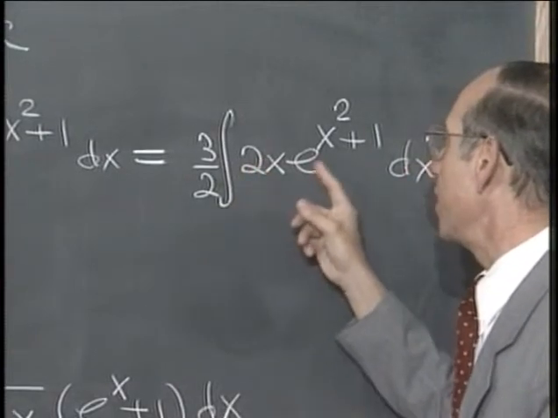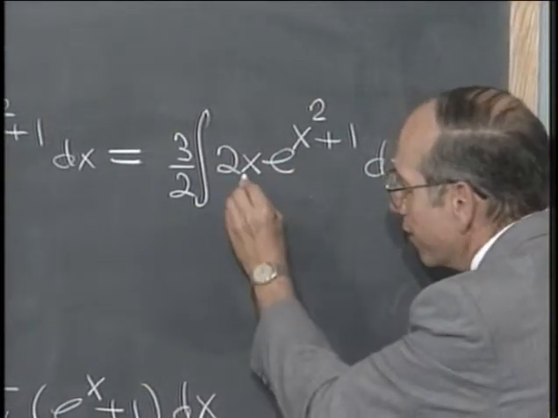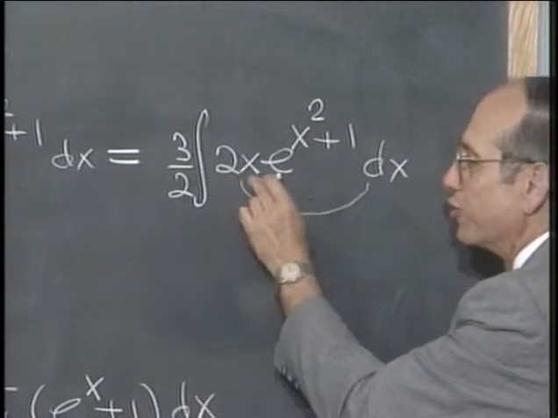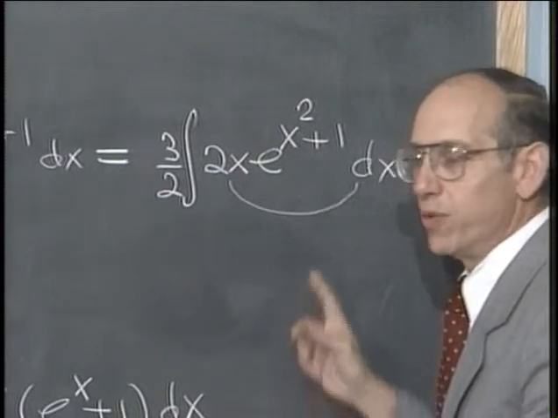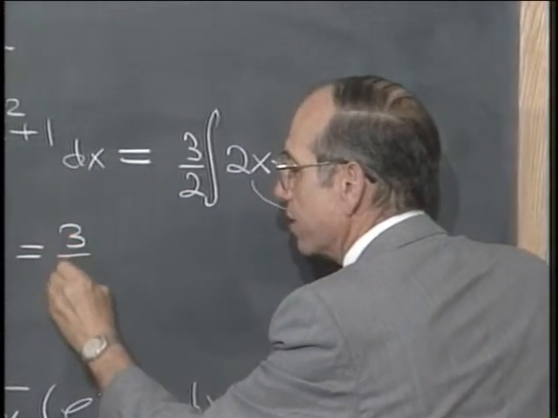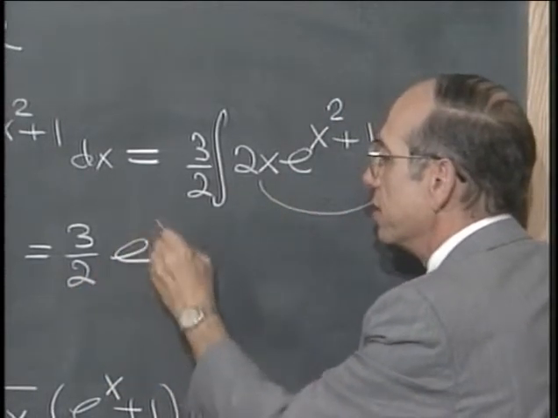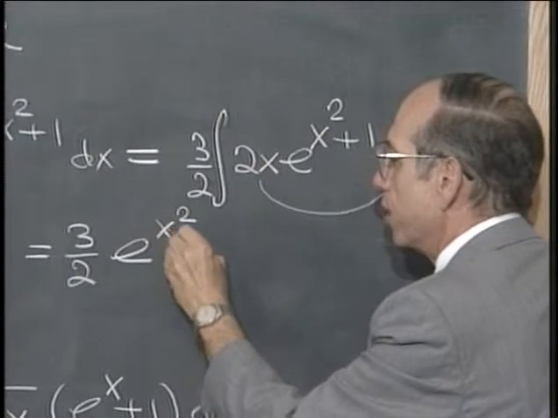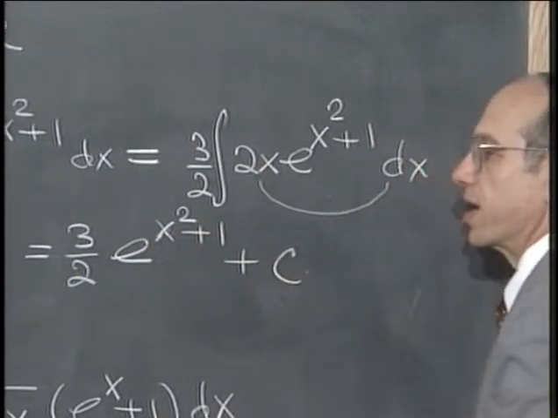But now you see we have precisely e to the u du, although this time the du is kind of separated, 2x dx over here, and the e to the u in the middle, but we can see that. And we have 3 halves. The integral of e to the u du is e to the u. That's e to the x squared plus 1 plus a constant.